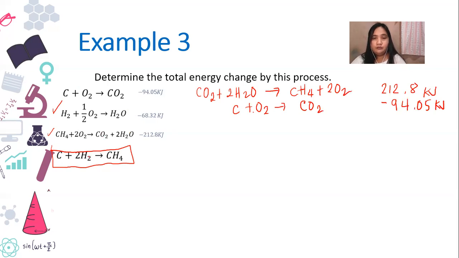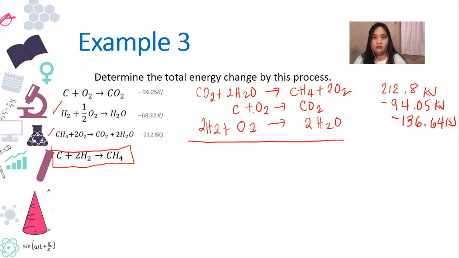But it has to be 2. So what we need to do is actually just multiply the whole thing by 2. So that's 2H2 plus O2 yields 2H2O. And then we multiply 68.32 by 2. So that's 68.32 times 2. We're getting 136.64. Okay, let's just check them again. 68.32 times 2. Okay, that's 136.64.